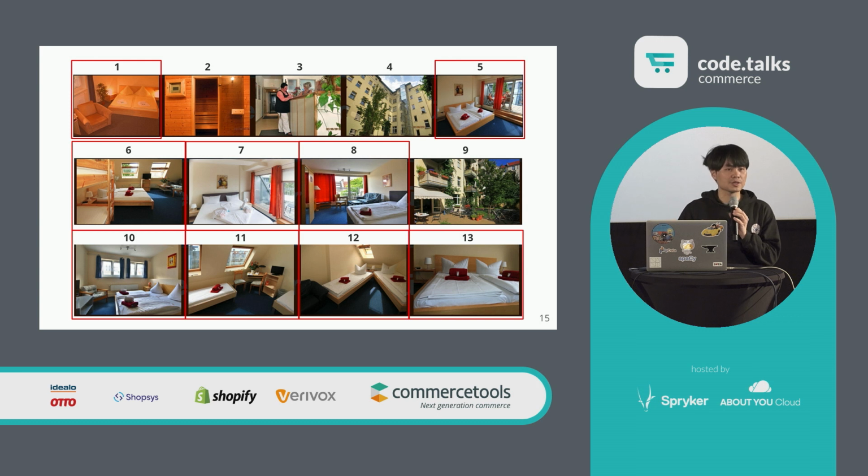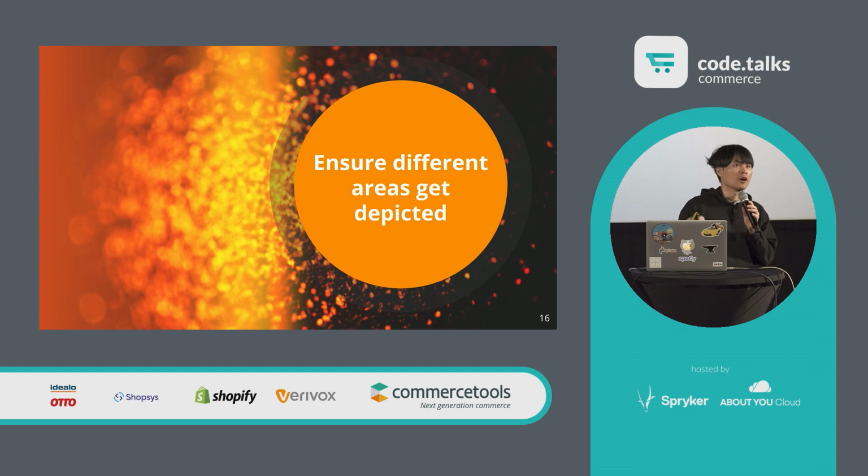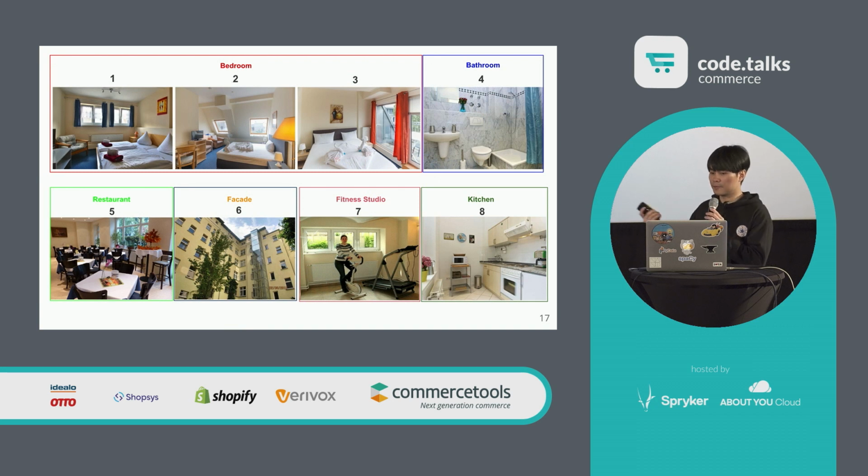You want to see the reception. You want to see the gym. You want to see the view of the exterior, to get an informative experience of the hotel that you want to go to. So another observation is that you want to ensure that different areas get depicted. If we think about the optimal gallery, it would be something like this: you have bedrooms, bathrooms, a restaurant, a facade, a fitness studio, and a kitchen.